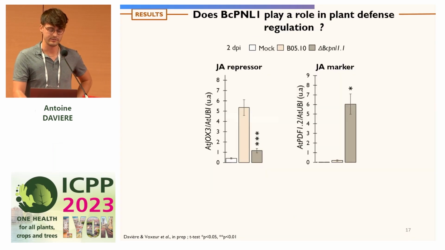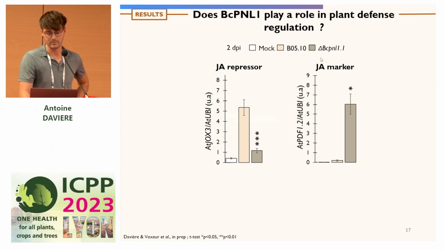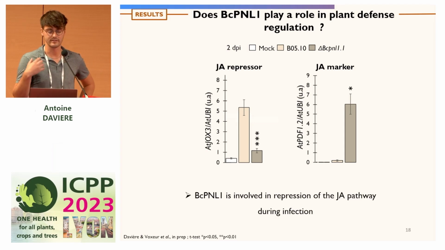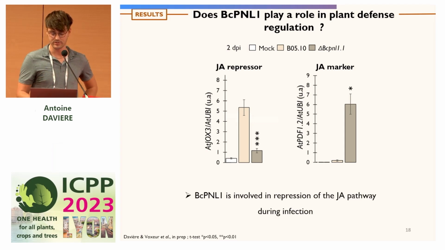Then I studied if this gene can play a role in plant defense regulation, and particularly in the JA pathway. Here you can see the expression of a JA repressor and a JA marker during the infection with the mutant and the wild type strain. We see a lower expression of a JA repressor that correlates with a higher expression of a JA marker with the mutant, indicating that this gene is involved in repression of the JA pathway during the infection.